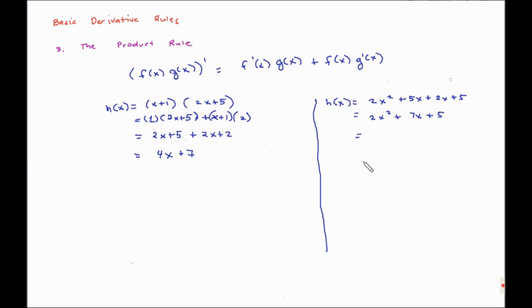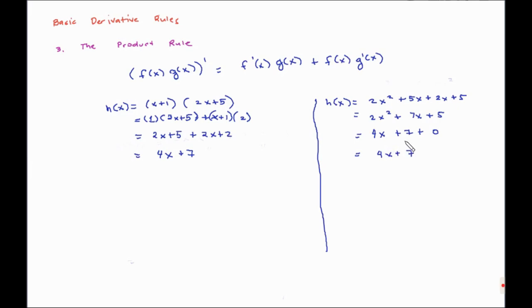And then after that, instead of using the product rule nga, mag-addition and subtraction lang tayo, derivative of sum and difference. We have 2x squared is 4x, and then 7x is 7. And of course, the derivative of a constant function, 5, is 0. So you will end up with the same answer, 4x plus 7.